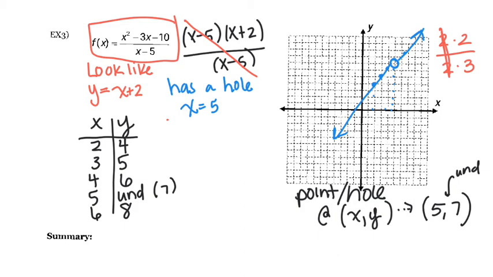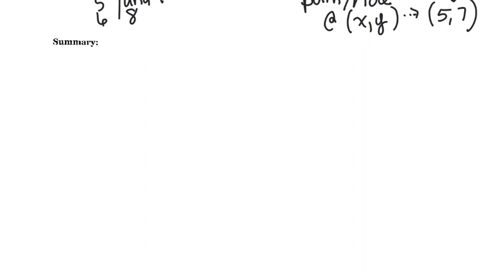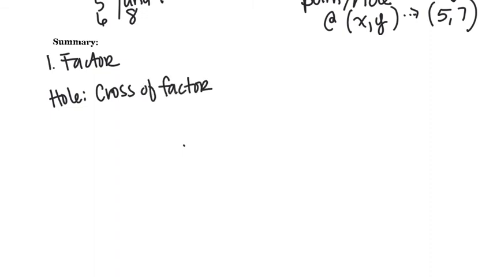So those are my 3 examples. If I was going to write a summary of what just happened here, this is what I would tell you. For those of you in AVID, you're probably going to like this summary. First step is to factor. Always factor. If you can't factor, don't worry about it. If you get factors to cross off, you have a hole. They cancel out. That creates a hole. You need to find it.